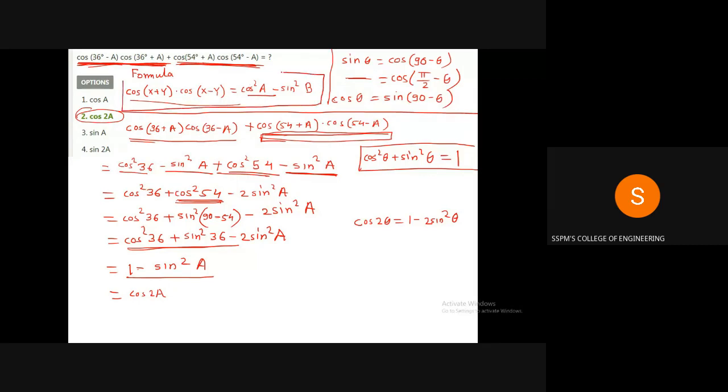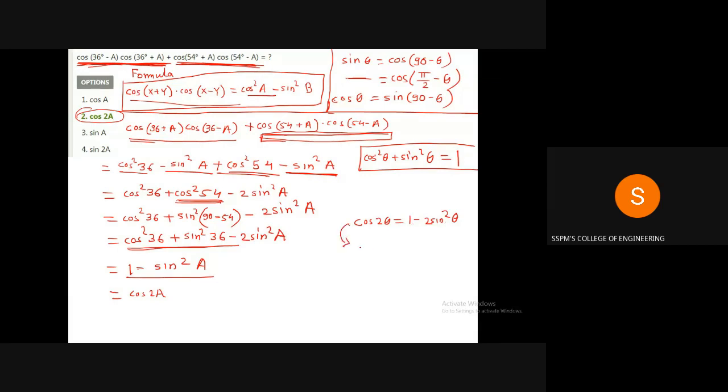Okay. This is the main formula. Cos(x+y) cos(x−y) is equal to cos square a minus sine square b. And these are very basic formulas that you have already learned. Sine square a plus cos square a is equal to what? 1. Then cos 2 theta is equal to 1 minus 2 sine square theta.